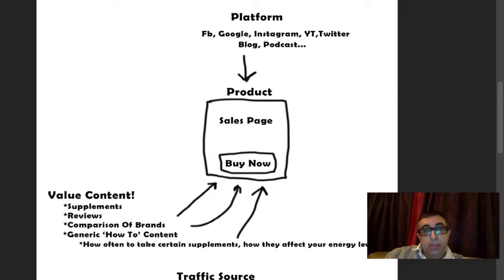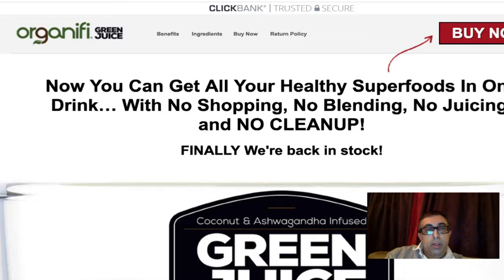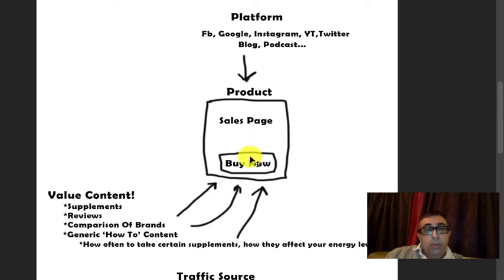The sales page in this particular case was right here. When we went to Organifi, they clicked straight into their affiliate link. This is their sales page. So once you go to the sales page, they have an option to buy. Now, how do they get to the sales page? Via the platform, with valuable content.